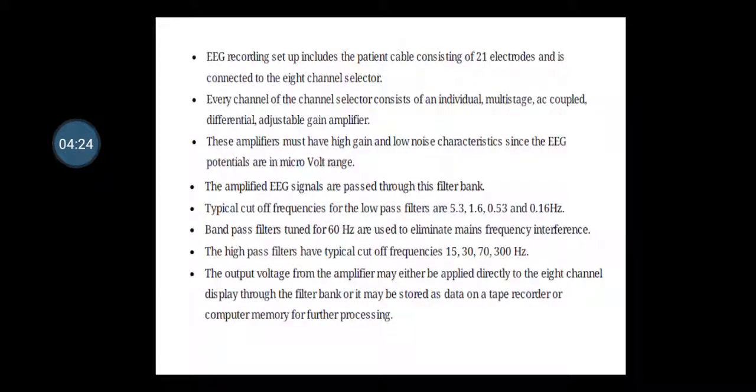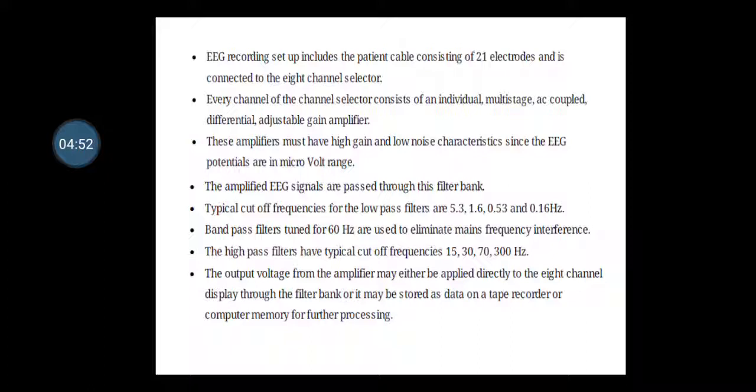The EEG recording setup includes a patient cable consisting of 20 electrodes, connected to the channel selector. Every channel of the channel selector consists of an individual multi-stage AC coupled differential adjustable gain amplifier. These amplifiers must have high gain and low noise characteristics, since the EEG potentials are in the microvolt range. The amplified EEG signals are passed through the filter bank.